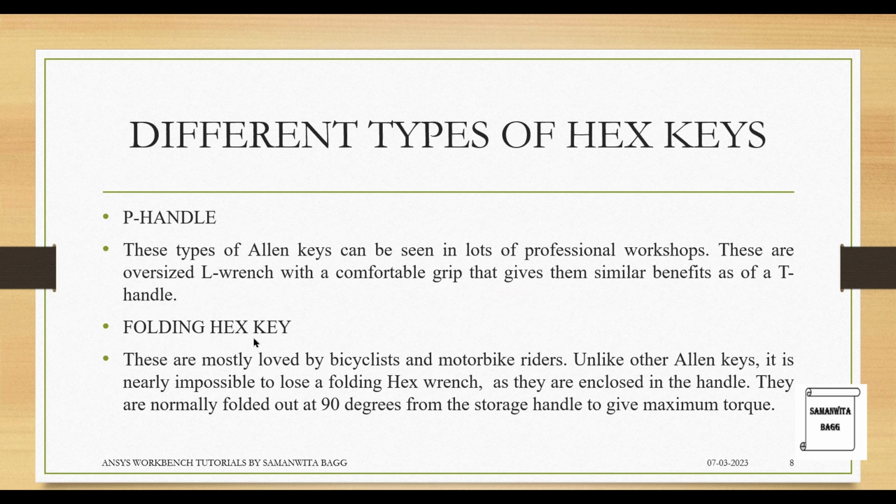Next type is folding hex key. These are mostly loved by bicyclists and motorbike riders. Unlike other Allen keys, it is nearly impossible to lose a folding hex wrench as they are enclosed in the handle. They are normally folded out at 90 degrees from the storage handle to give maximum torque.